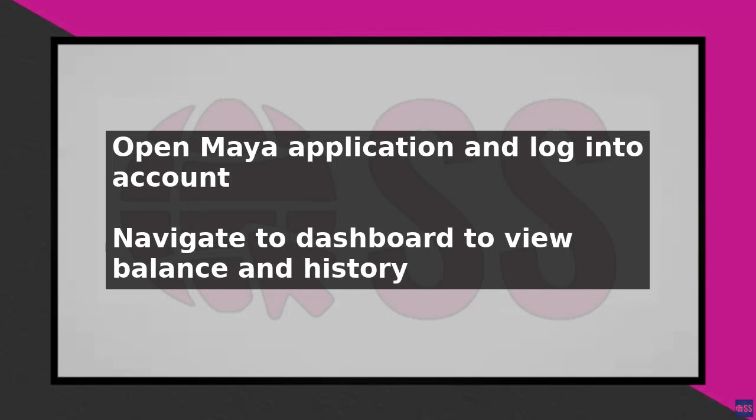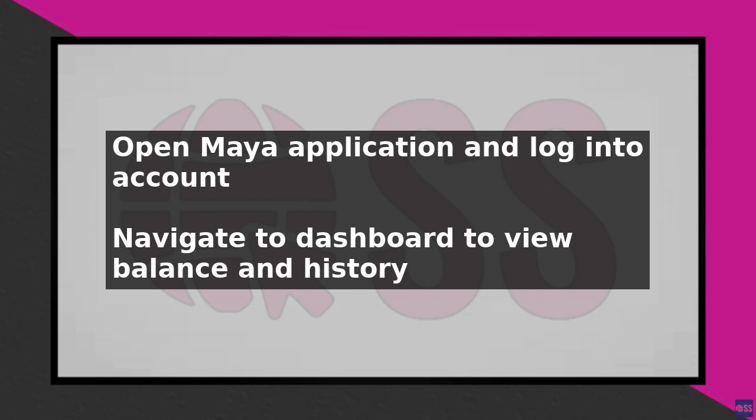To send crypto from Maya, start by opening the Maya application on your device and logging into your account. Once logged in, navigate to the dashboard where you can view your available balance and transaction history. Next, click on the Send button, which is usually located at the top right corner of the screen.